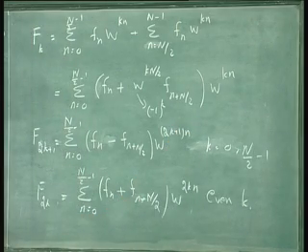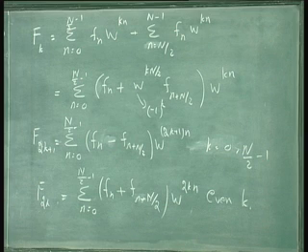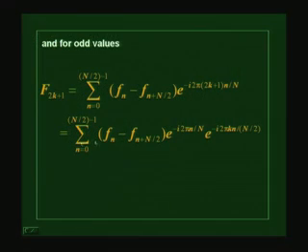Okay. So I have two sums here. One is 2k plus 1, the other is over 2k. So that's for the odd and the even functions. So that's what's here. So this is for the odd function.